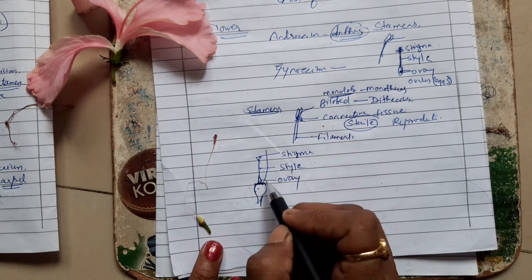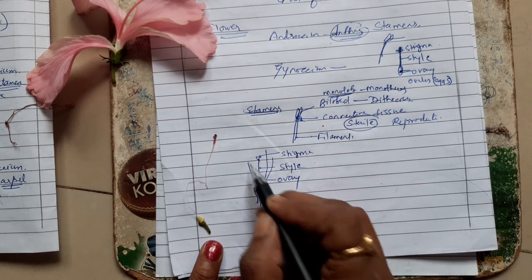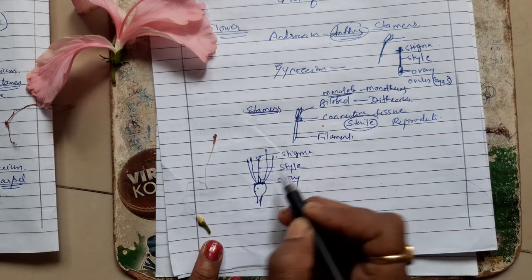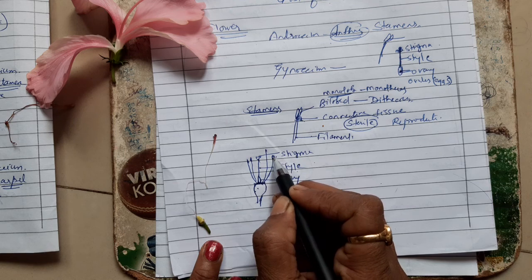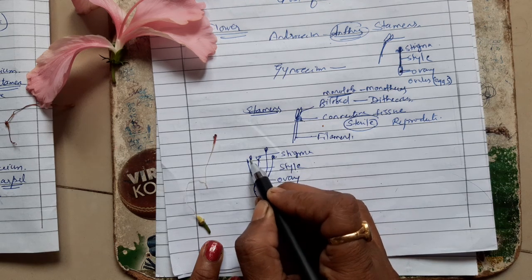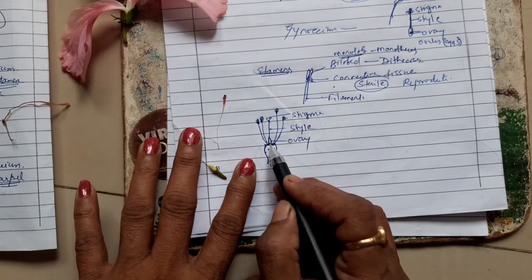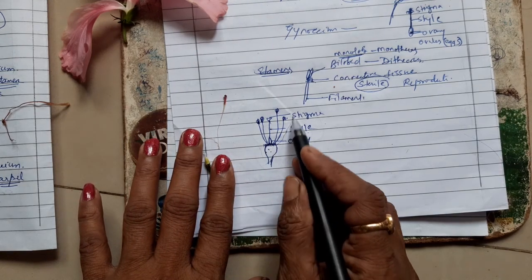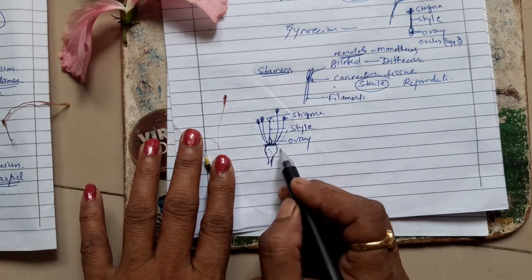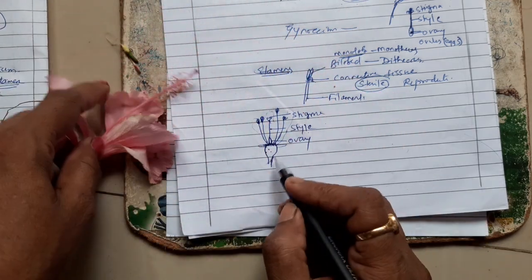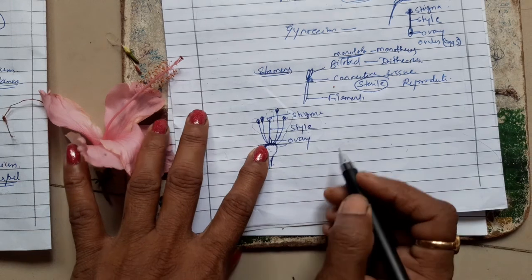From this portion only arise these filaments and anther lobes. Then petals and sepals, we have already seen those parts. So this is the structure of a flower.